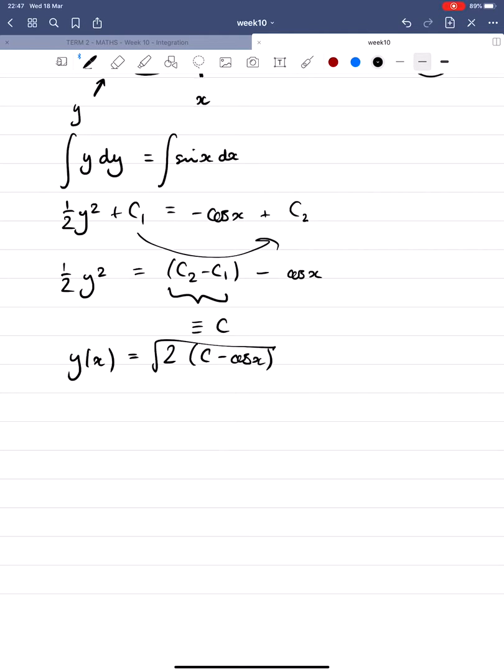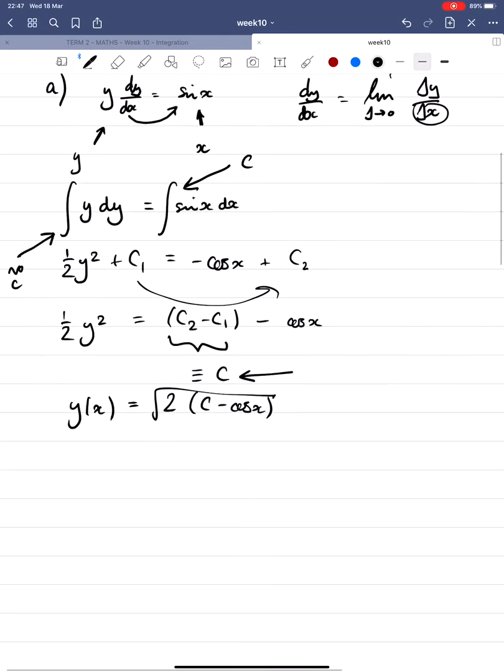The important point to note is that I actually only needed one constant c. I didn't need to write down a constant for this integral; I only needed to write down a constant for this integral. So this one should have a c, and this one should not have a c. It doesn't matter which one you do. This is just about saving time and making life a bit easier.